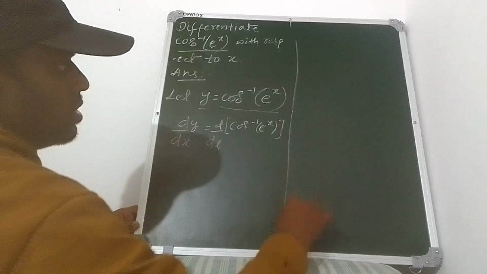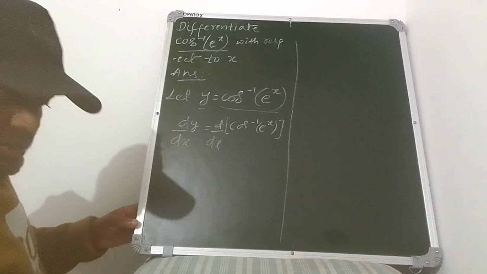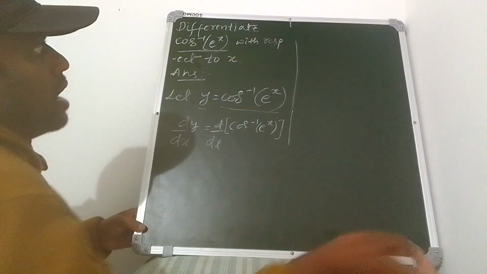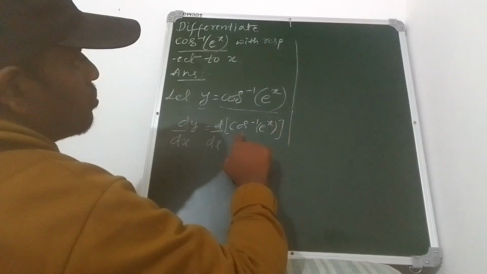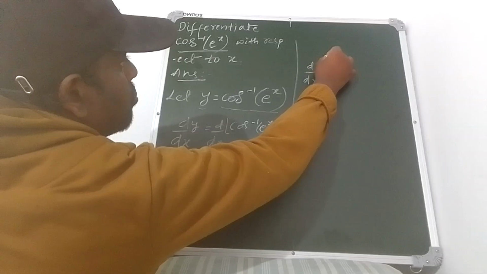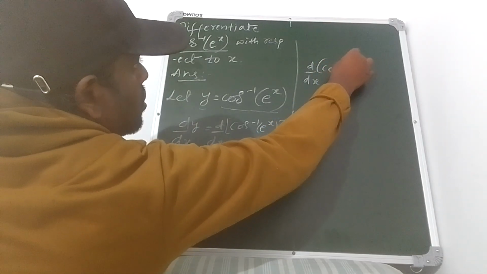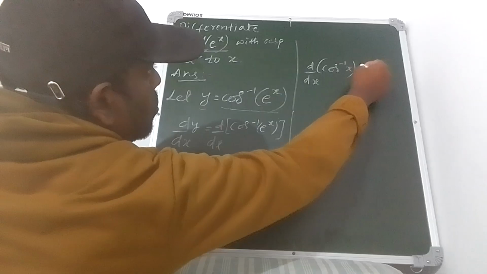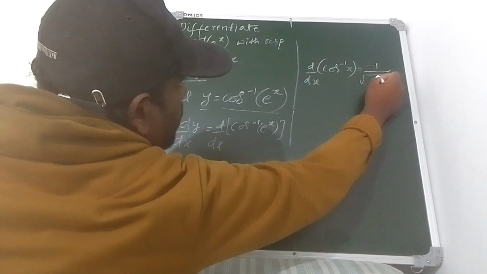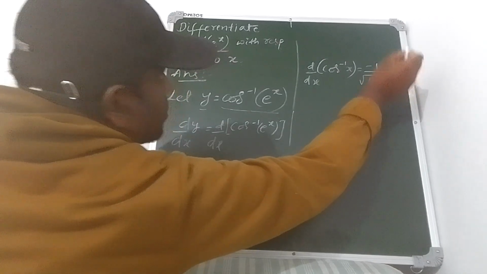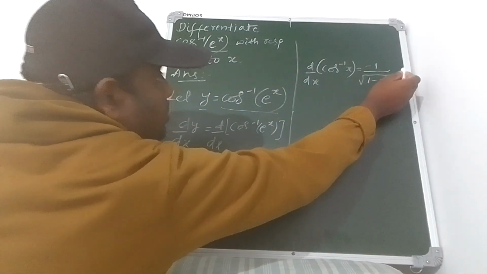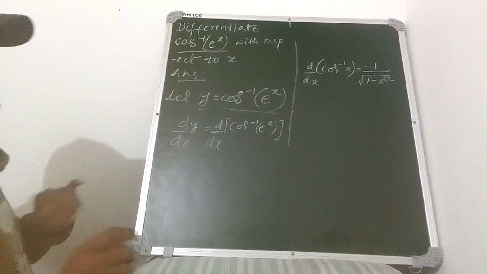Next, we have the standard formula for differentiation: d by dx of cos inverse of x is equal to minus 1 by square root of 1 minus x square. This is the standard formula we have.